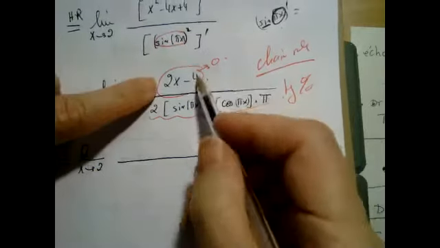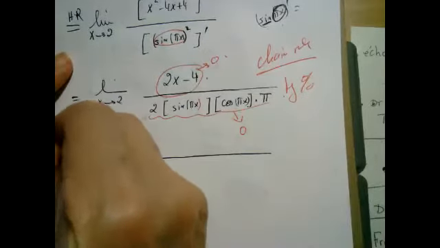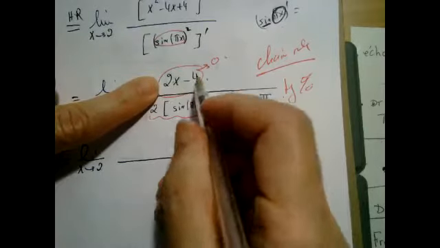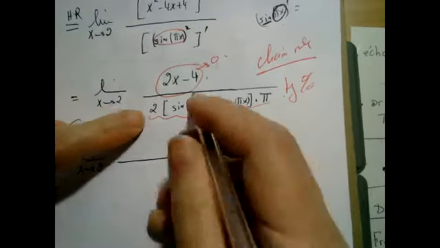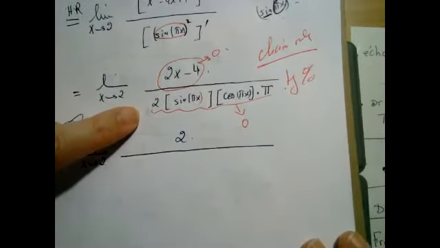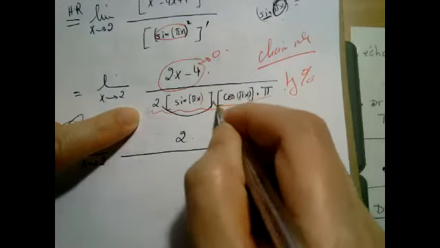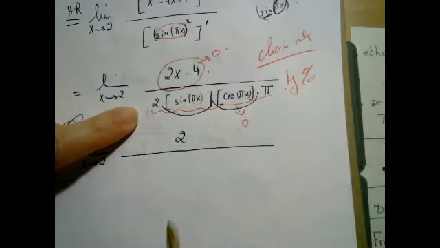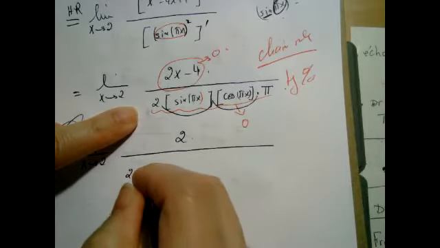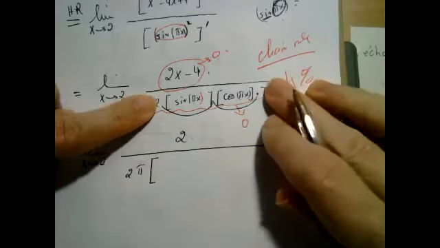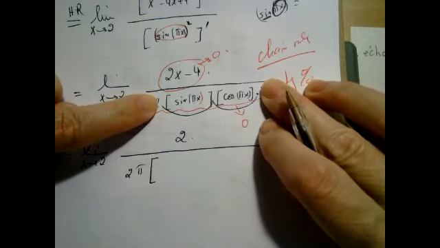Okay. The derivatives, L'Hopital's rule again. Derivative of the numerator, derivative of 2x minus 4, it's 2. So definitely it's being resolved. Denominator, okay, here I have a product of 2 functions. And 2 pi is a constant. I don't have to worry about that. Now I have a product. I have to use the product rule.